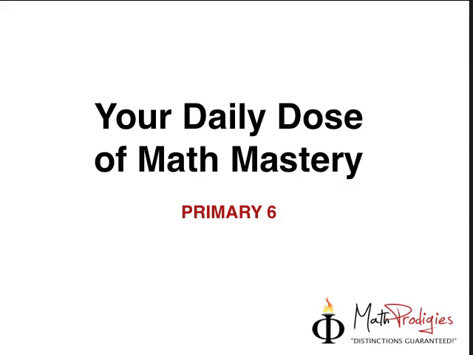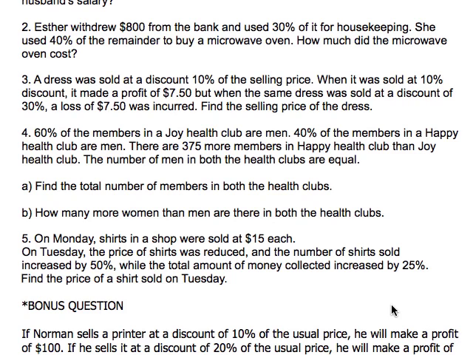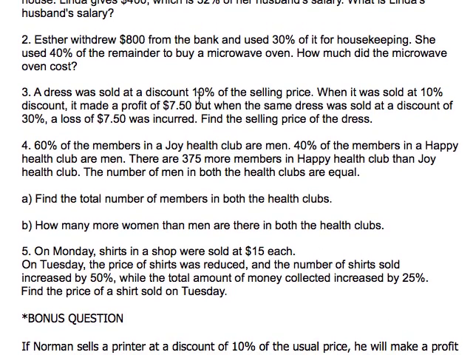So let's take a look at the question right now. It says a dress was sold at a discount of 10% of the selling price. 10% discount means how much is it now? It's 90%. When it was sold at a 10% discount, it made a profit of $7.50. But when the same dress was sold at a discount of 30%, it made a loss of $7.50. Find the selling price of the dress.